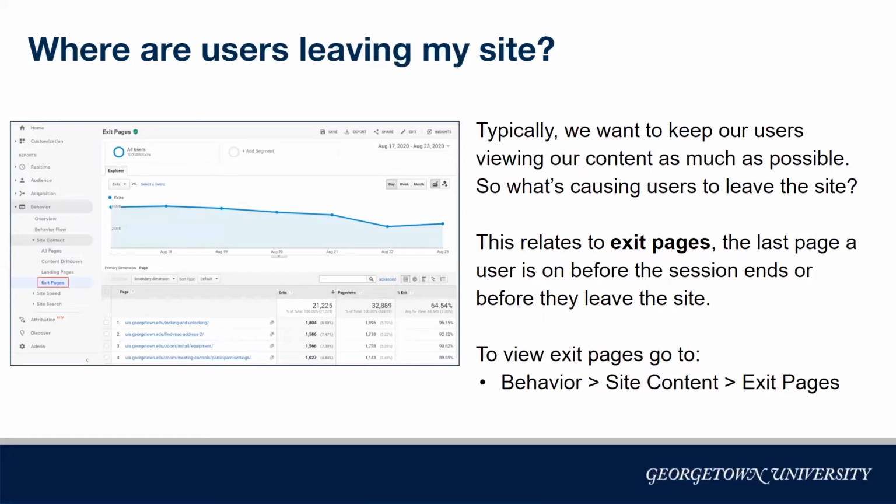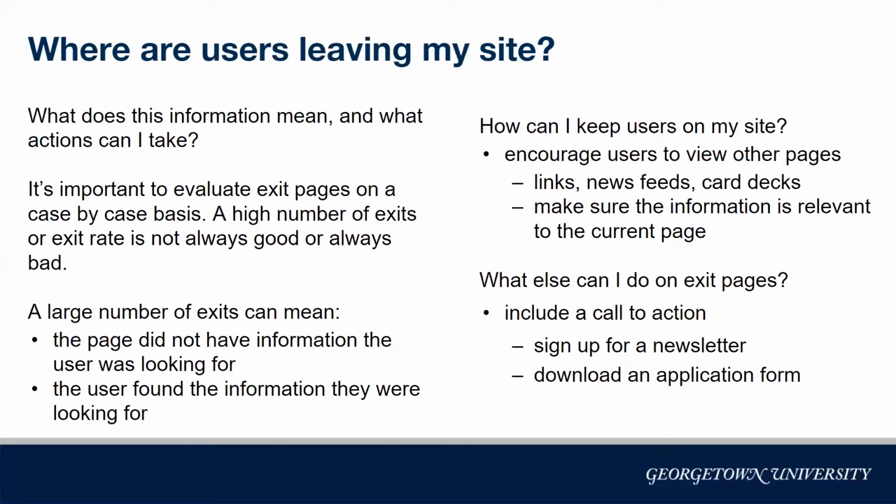And so to find out what your exit pages are, you're first going to go to Behavior, Site Content, and then Exit Pages. Here it's going to list your pages by the highest number of exits to the lowest number of exits. And it'll also give you information like page views and exit rate. So now that you know which pages have the highest amount of exits and which pages have the least amount of exits, what can you do with this information?